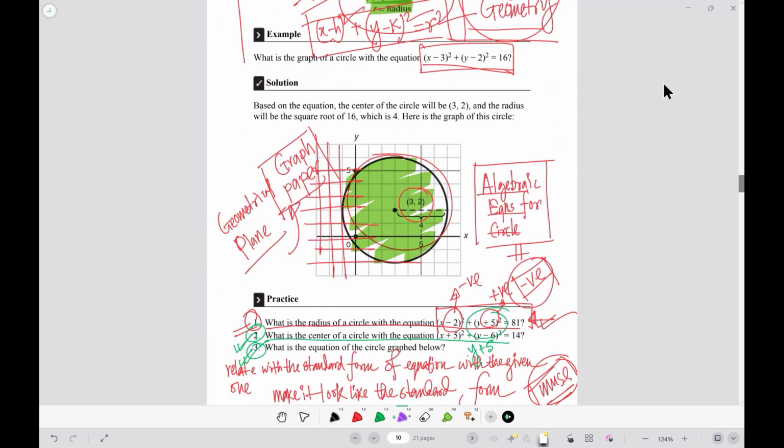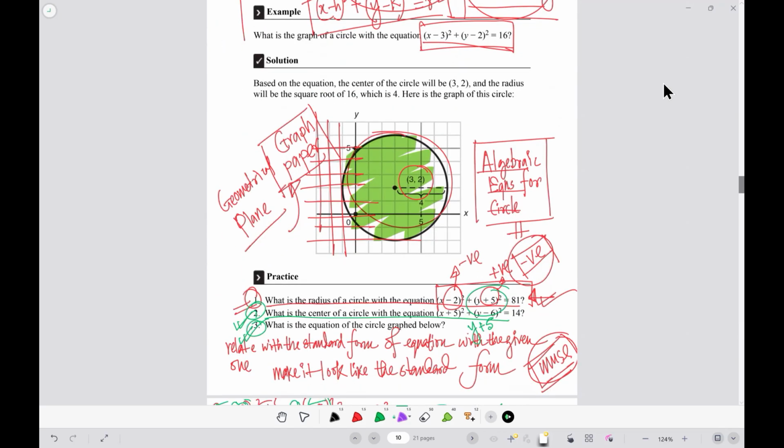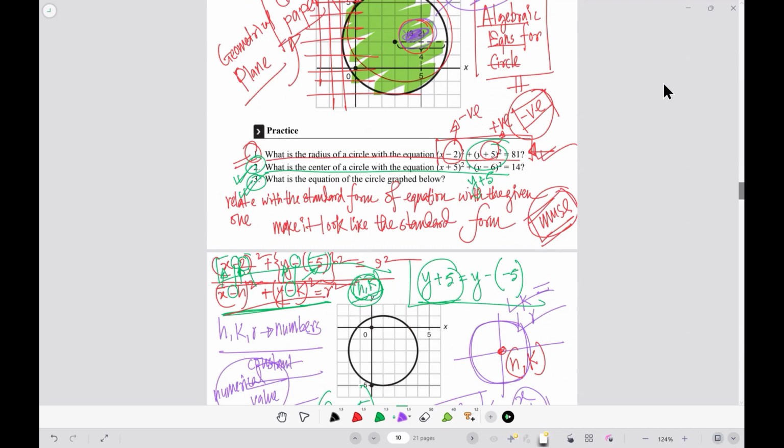Analytical geometrical concept we're relating here. The h and k here is the center, so the 3 and 2 here is the center, and the 4 is the radius. The 3 and 2 here, the purple colored shaded here, this 3 and 2 is the center, and this 4 unit is the radius.